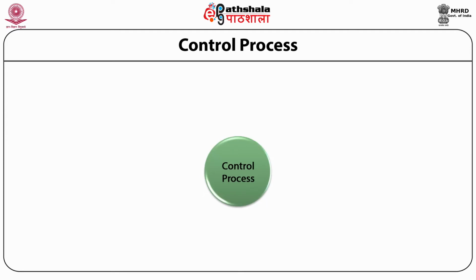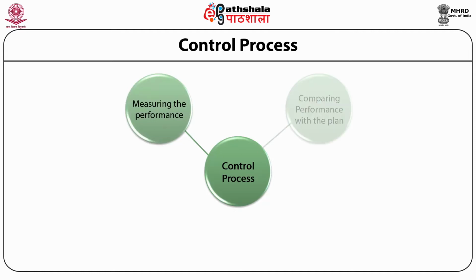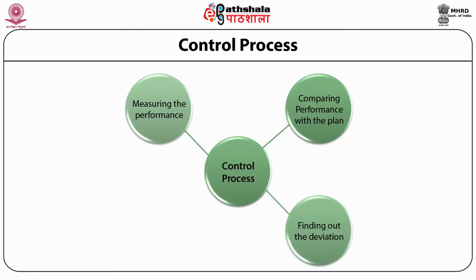Control process. Under control, we first measure the performance, then we compare the actual performance with the planned objectives. As a third step, we find out the deviations between the actual performance and the planned objectives. After that, the corrective measures are taken only if there are major deviations. Minor deviations in the plans, in achievement of plans, are ignored.